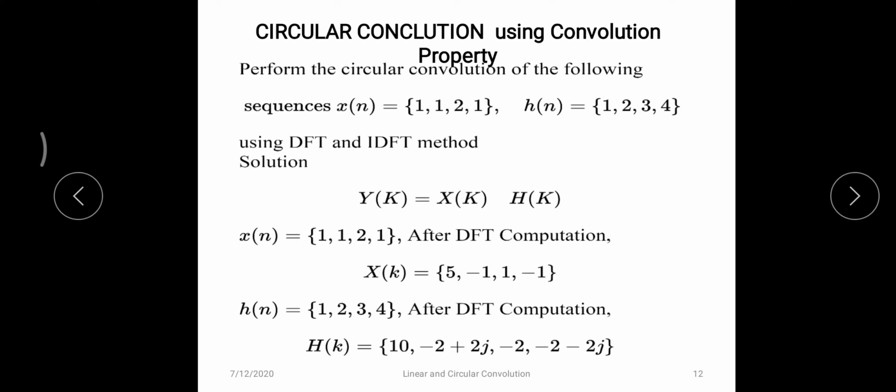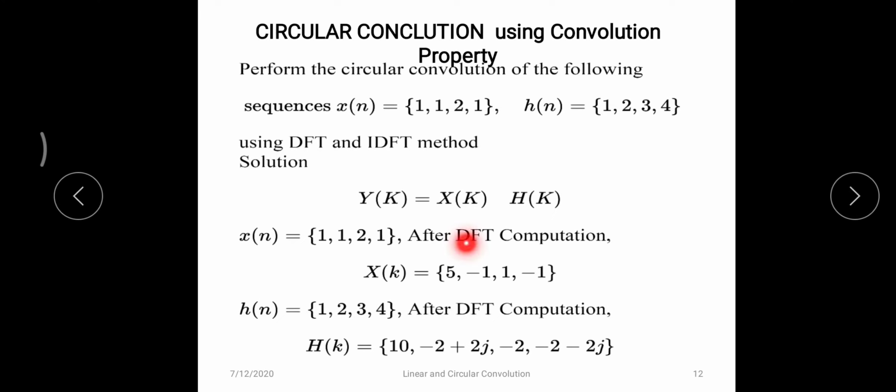The corresponding DFT of h of n is 10, minus 2 plus 2j, 2, minus 2 minus 2j. Now I have two sequences, X of k and H of k. They are nothing but the DFT of x of n and h of n. As per the property, I should multiply these two sequences to get y of k. The multiplication is sample by sample.